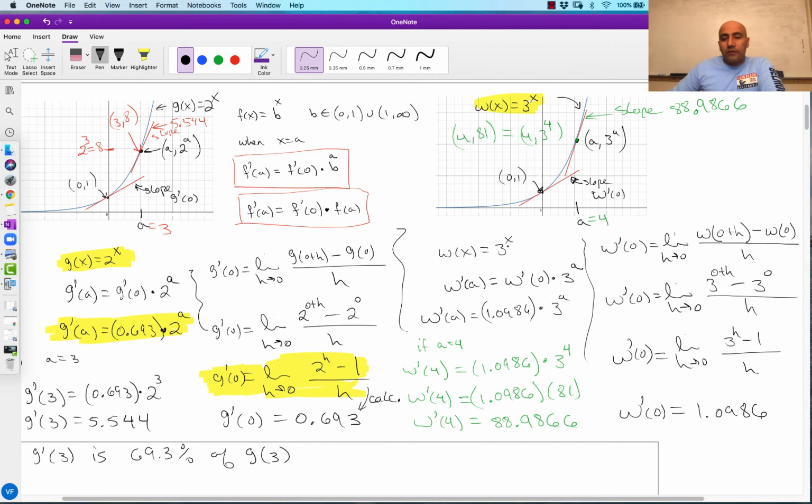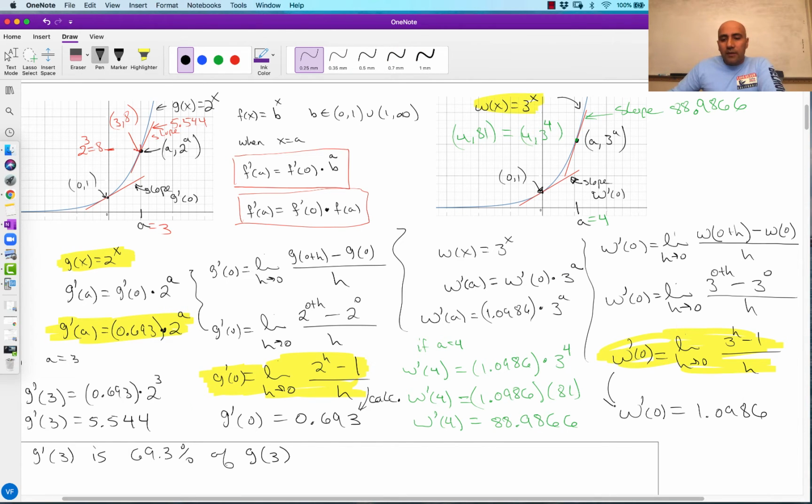Okay, then just to contrast it, I did another one over here with 3 to the x power. So according to this little formula, this would be the derivative. g prime of a equals w prime at 0 times 3 to the a power. Again, this is going to be some number, some constant. We can use the limit definition of derivatives to give us this. And again, we use our calculator once we get to this stage. Once we get to this point here, we can use our calculator to approximate it.